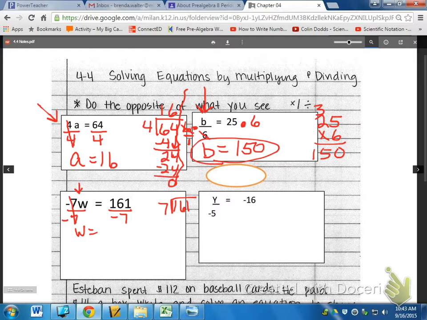7 into 16. 3 times? That's 21. Twice. So 2 times 7 is... What's 2 times 7? 14. So 16 minus 14 is... 3. No. 16 minus 14.